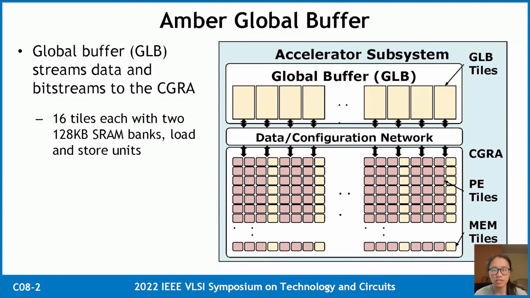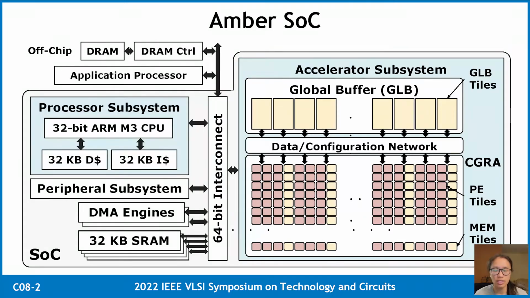The global buffer sits on top of the CGRA and streams data and bit streams to the CGRA. The whole Amber SoC consists of an accelerator subsystem and a processor subsystem. The accelerator subsystem is the global buffer and CGRA. The processor subsystem manages application execution and contains an ARM Cortex-M3 CPU.